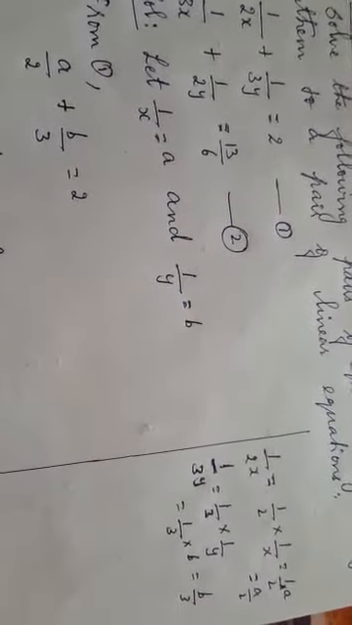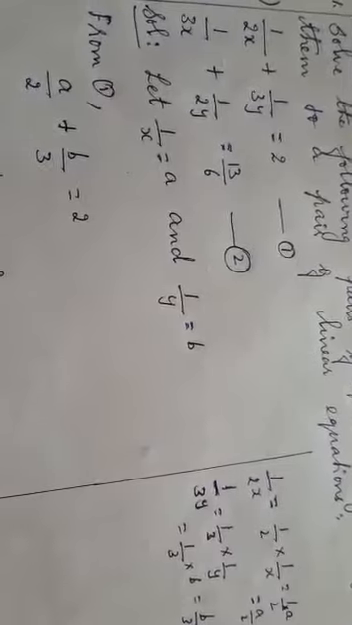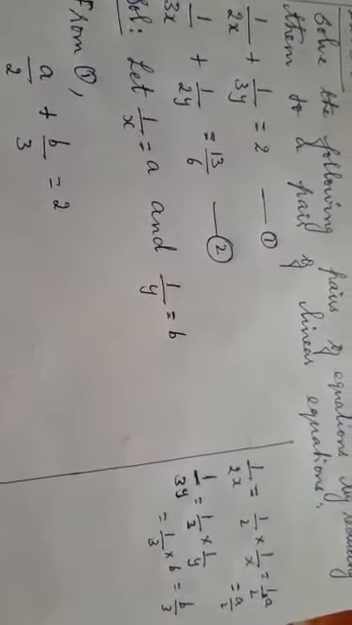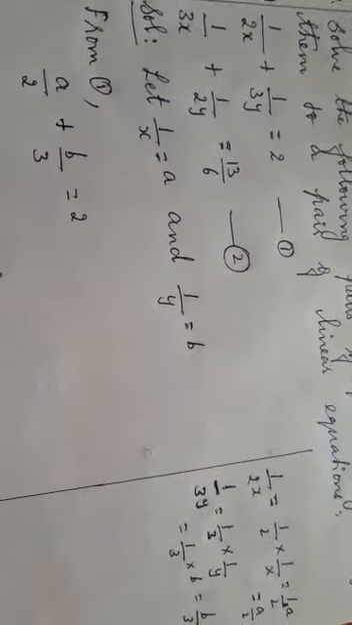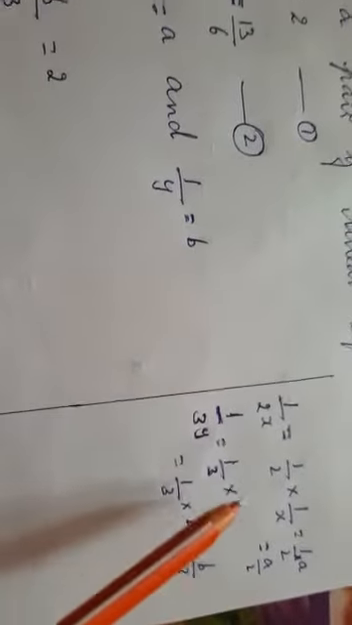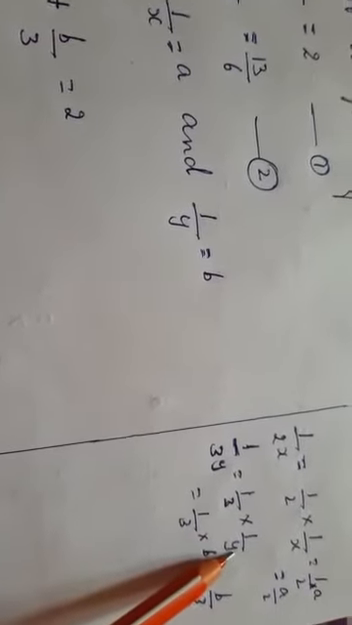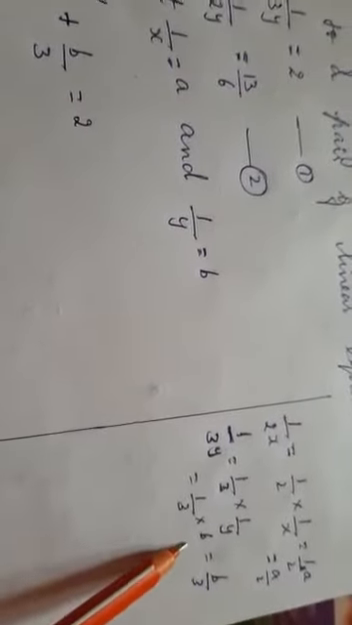So we are taking, let 1 by x is equal to a and 1 by y is equal to b. Now how to do this? Take the first term of the first equation, 1 by 2x. 1 by 2x is nothing but 1 by 2 into 1 by x. Here 1 by x we have taken as a, so it is a by 2. The next term is 1 by 3y, which is 1 by 3 into 1 by y. 1 by y we have taken as b, so it is b by 3.